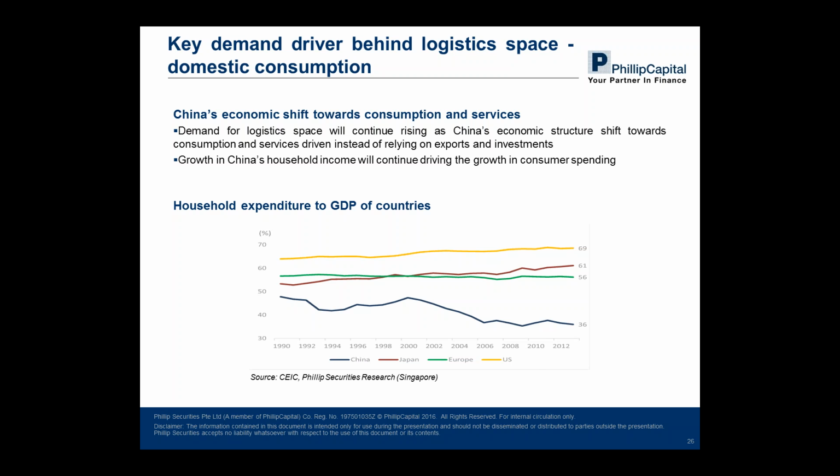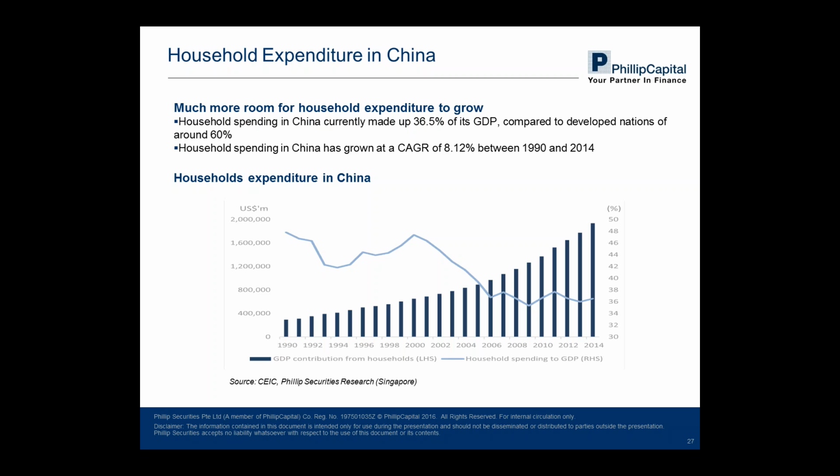And if you just look at the chart here, the green line is China. Household expenditure to GDP is only at 36%. If you look at other developed countries like Japan, even Europe, or the US, it's easily 50 or 60%, meaning that there's much more room for growth here. Next, we're diving deeper into the household expenditure in China. As stated, household spending in China currently makes up 36.5% of GDP compared to developed nations, which is around 60%, which I just shared in the previous slide.